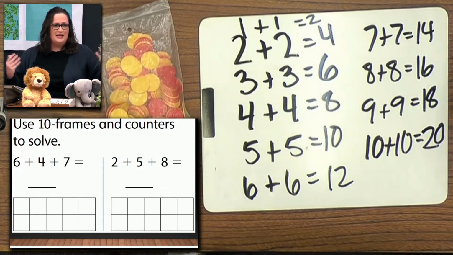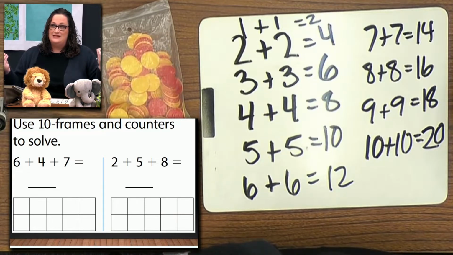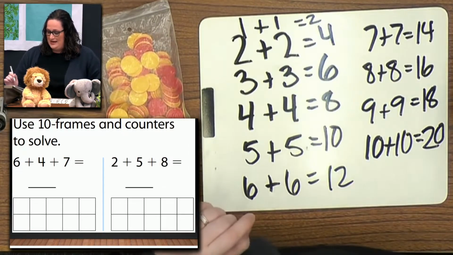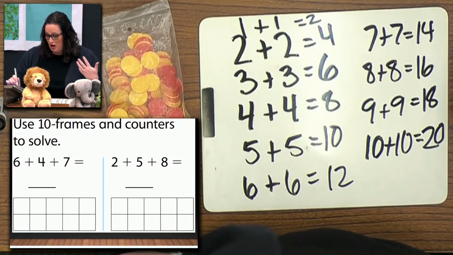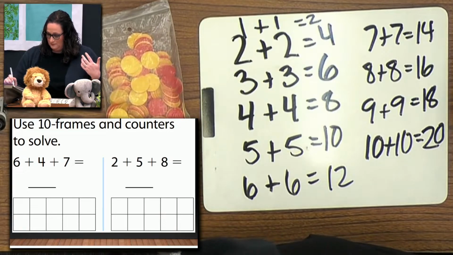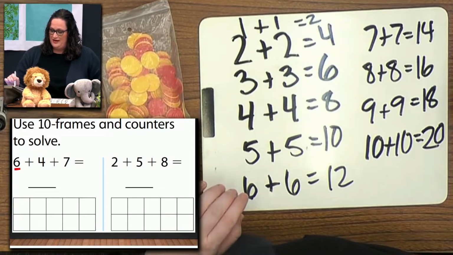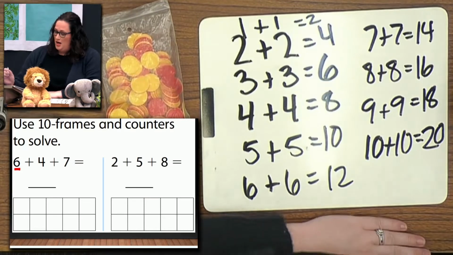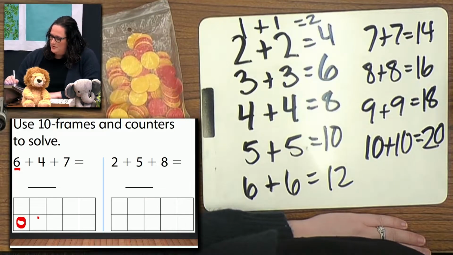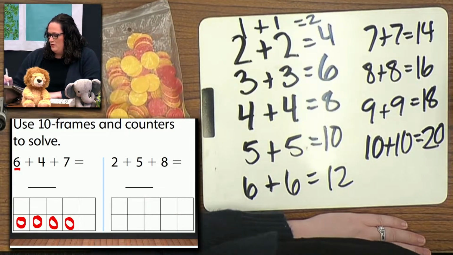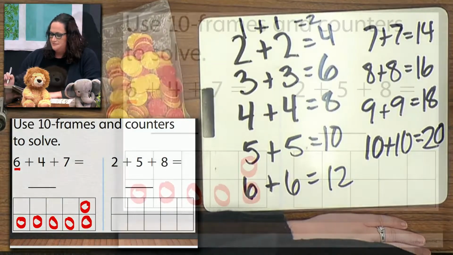Okay, so let's take a look here at this first problem. It says, use tens frame and counters to solve. So this is practicing not using our doubles. We're practicing finding our friends of 10. So look at this first one. Let's build, or I'm going to draw, the first addend right here on this tens frame. So 1, 2, 3, 4, 5, 6.